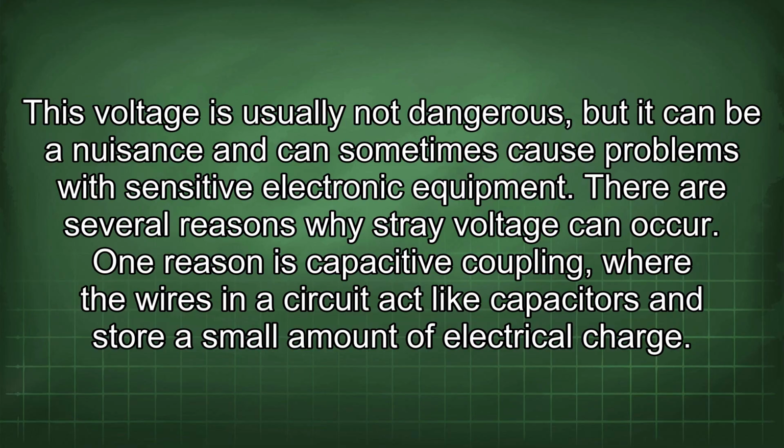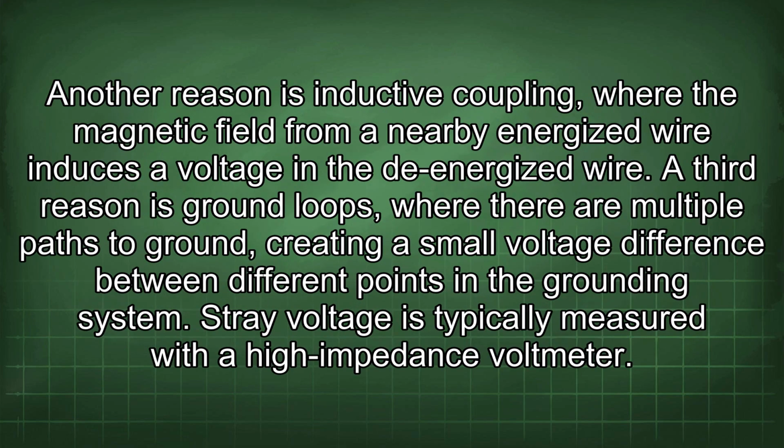One reason is capacitive coupling, where the wires in a circuit act like capacitors and store a small amount of electrical charge. Another reason is inductive coupling, where the magnetic field from a nearby energized wire induces a voltage in the de-energized wire. A third reason is ground loops, where there are multiple paths to ground, creating a small voltage difference between different points in the grounding system.